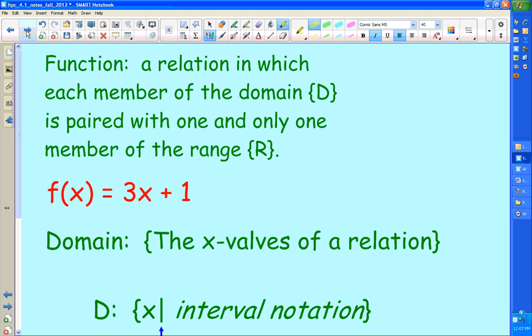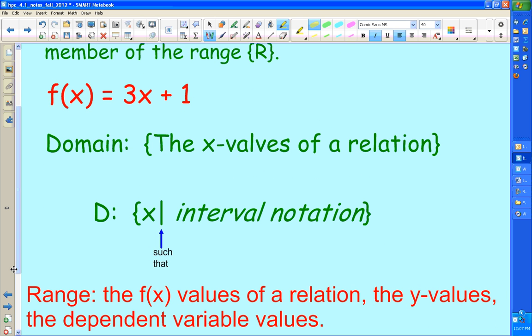This is a linear function in function notation. We're not interested in switching the f of x to y anymore. We want to work with it in function notation. The x's are the domain. You're going to be giving domains in interval notation usually. We have to use set notation here.